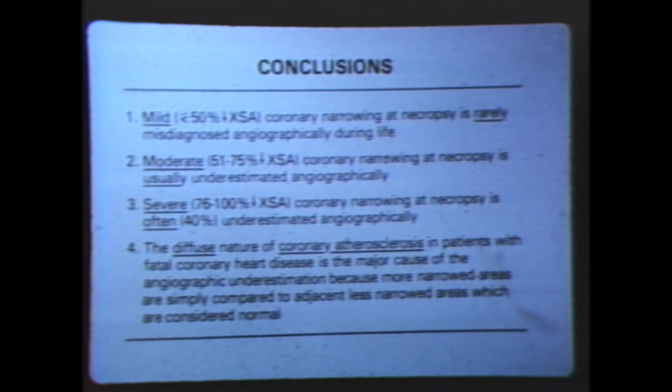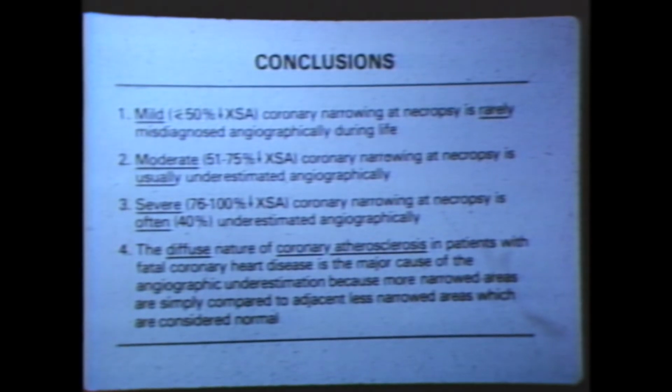It's short, about 1 centimeter in length as a rule, and it comes off the aorta at varying angles. But why, in conclusion, is there a tendency to underestimate degrees of coronary narrowing? I think that the diffuse nature of the coronary atherosclerosis in patients with fatal, and I think simply symptomatic, coronary disease is the major cause of the angiographic underestimation, because more narrowed areas are simply compared to adjacent less narrowed areas which are considered normal.